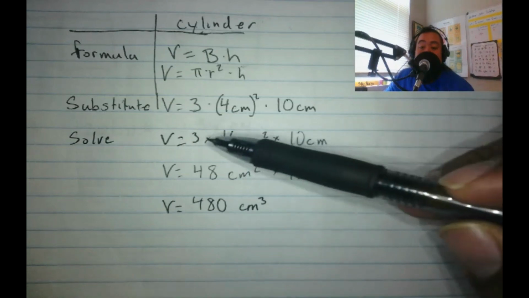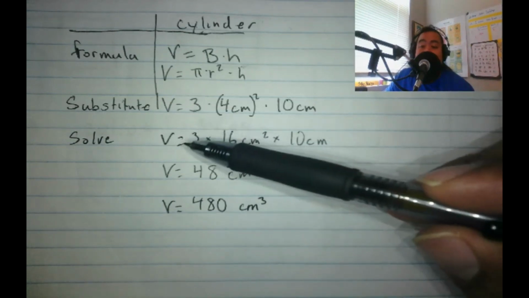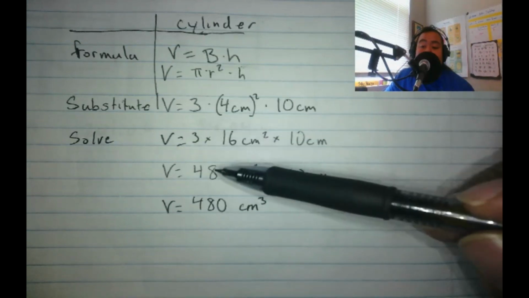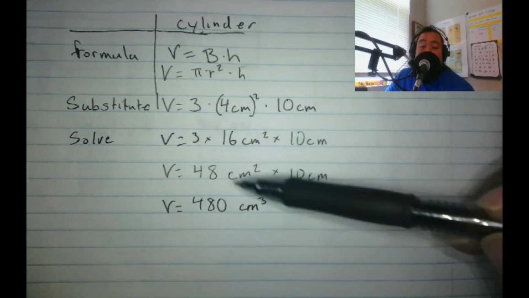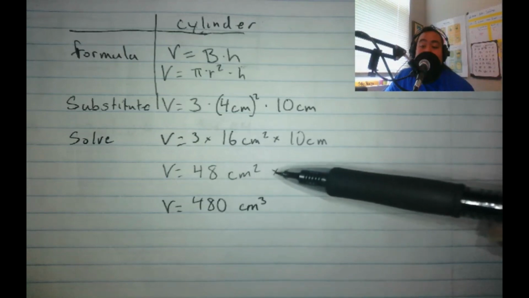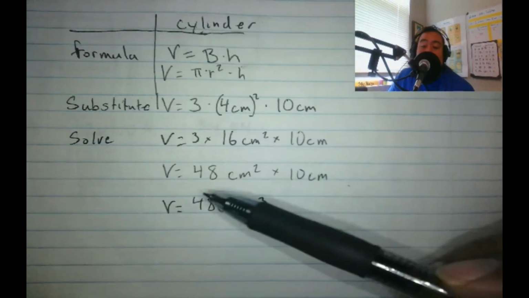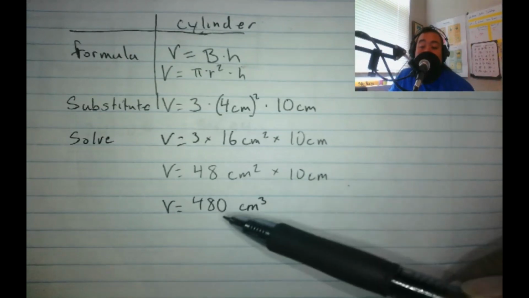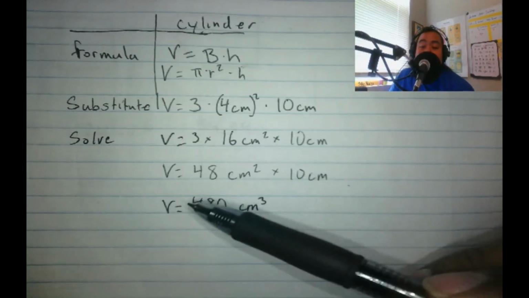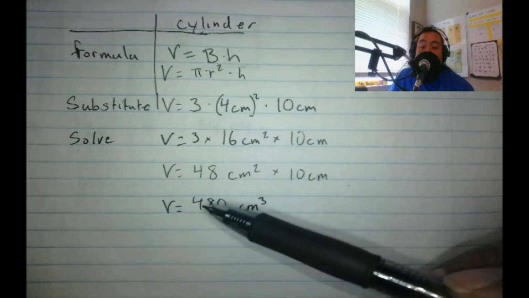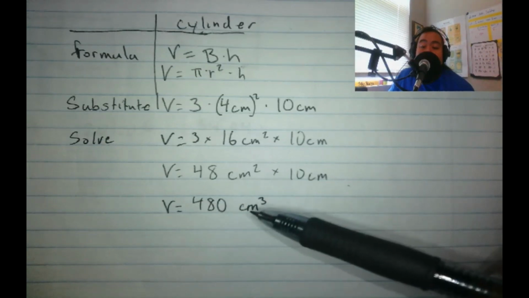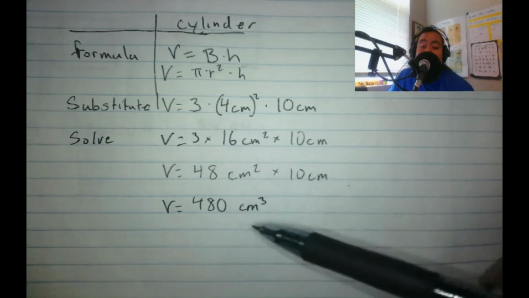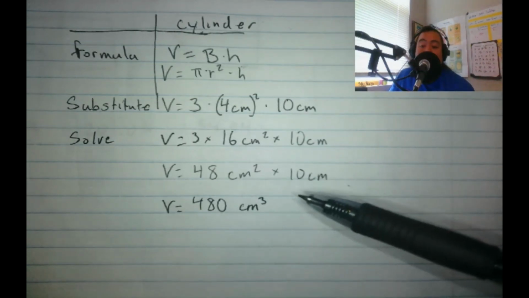My next step, I multiplied 3 and 16, so I'm going from left to right when I'm multiplying. So 3 times 16 gives me 48. I still have just centimeters squared. And the last step is right here, times 10 centimeters. So 48 centimeters squared times the 10 centimeters. Well, I'm multiplying by 10, so I'm putting that extra 0 right there. So 480 centimeters cubed, because centimeters squared times centimeters equals centimeters cubed, centimeters to the power of 3.